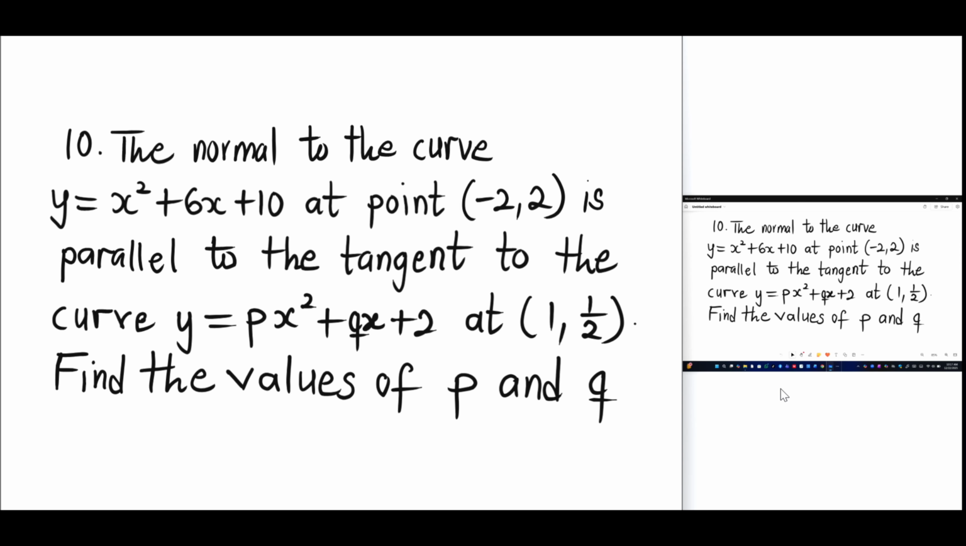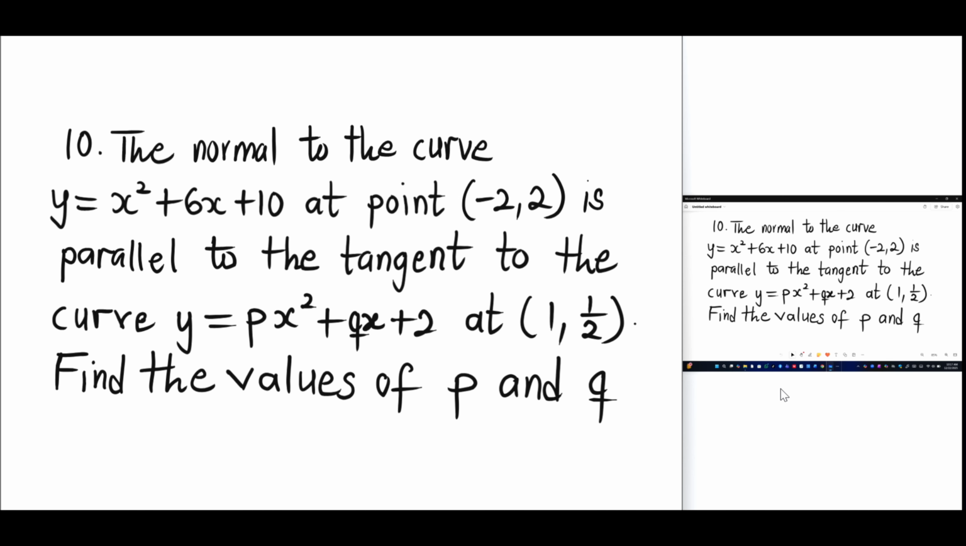This is a question: the normal to the curve y is equal to x squared plus 6x plus 10 at a given point with x coordinate of -2 and y coordinate of +2 is parallel to the tangent to the curve y is equal to px squared plus qx plus 2 at a point with x coordinate of 1 and y coordinate of half. We are to find the values of p and q.